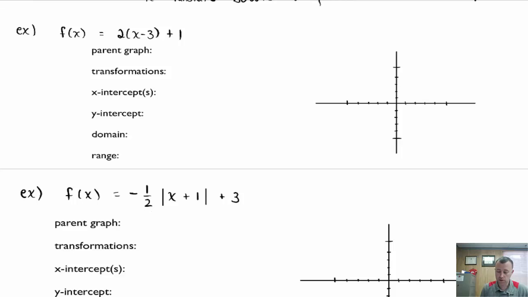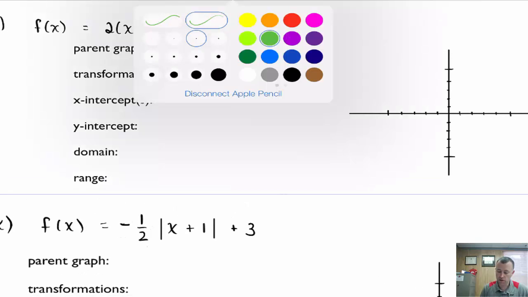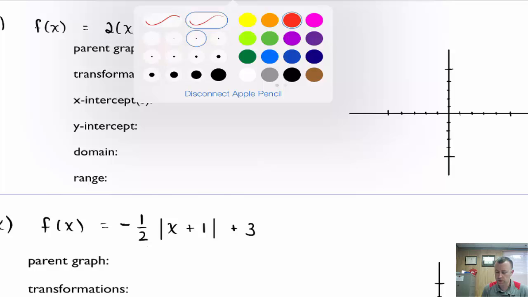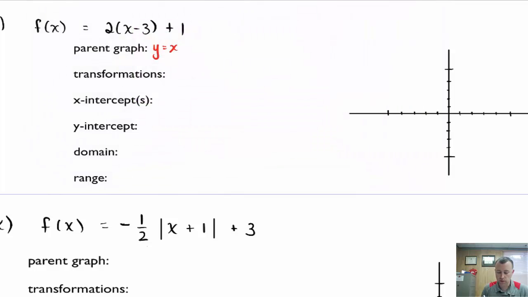So for this first one, our first graph is going to be based off of a line. And again, as you see, there's no x squared in here, no x squared out here. There's no absolute values. It's just the x with a bunch of numbers and transformations being applied to it. So this parent graph is just going to be y equals x. You can also say f of x equals x. It doesn't really matter. So that's going to be that first part. Second are the transformations. We want to look at each number.